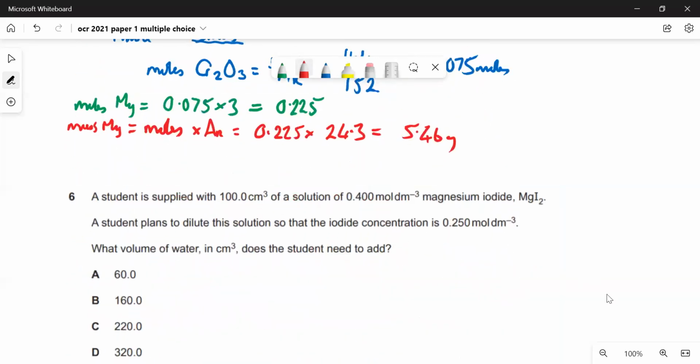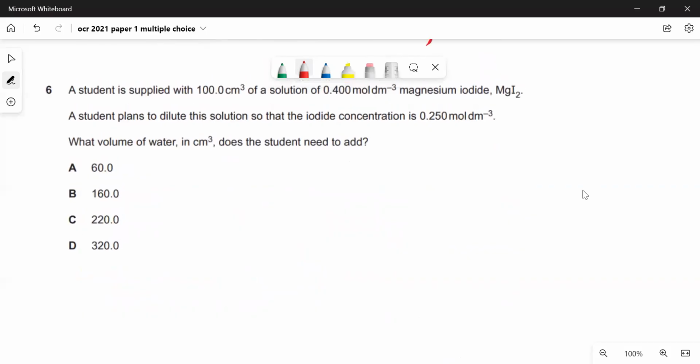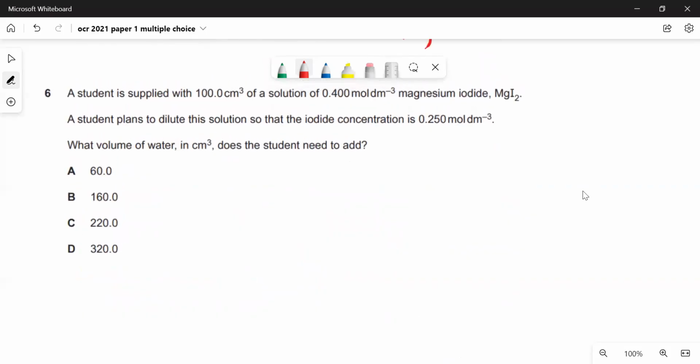Okay, so this one, making a solution. You've got 100 centimeters cubed of magnesium iodide, and the concentration is that. The student plans to dilute the iodide concentration, not the magnesium iodide, the iodide concentration.